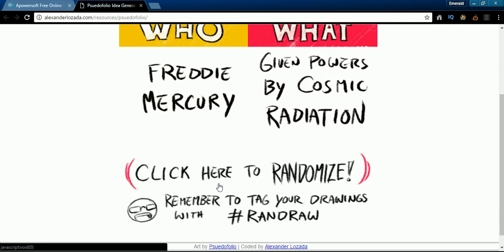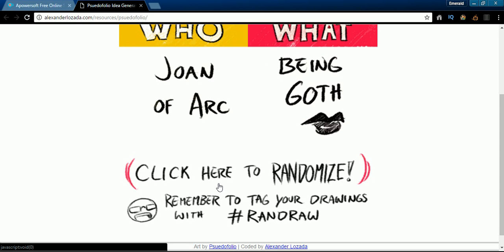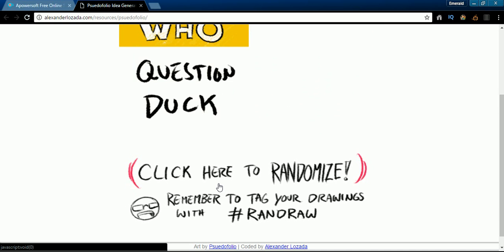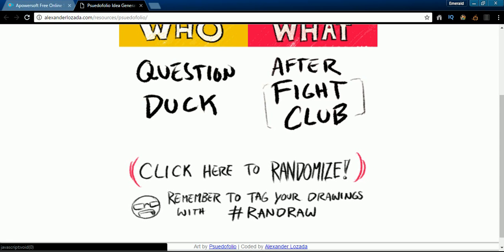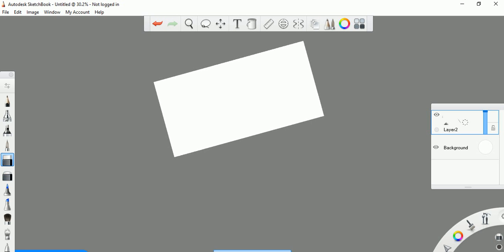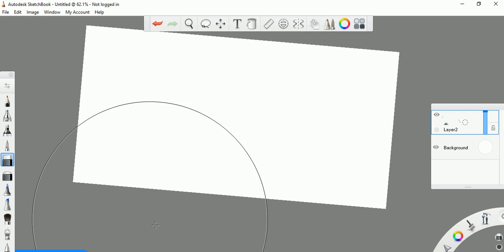It's cosmic radiation. Freddie Mercury. I don't even know who that is. A giant spider disguised as a human. That's Alfred E. Newman. I don't even know who that is. Joan Arc. I don't know who that is. Question Duck. After Fight Club. So a duck who asked questions after Fight Club. Okay. That one's just stupidly adorable, possibly.